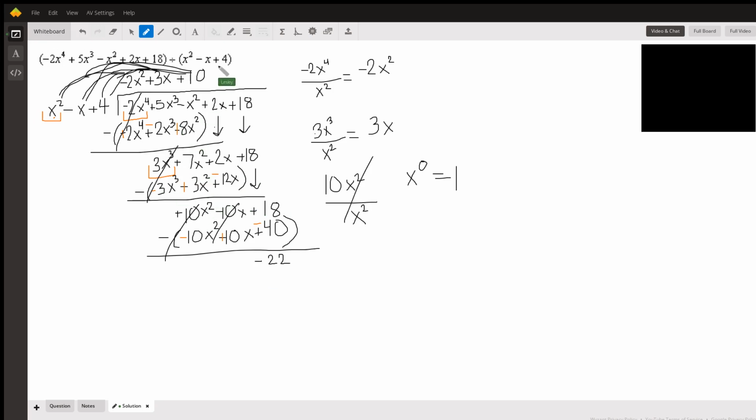And the remainder here, the way you would write it is negative 22 over this expression, x squared minus x plus 4. And you can either put this negative here or just put a positive and don't forget the negative here. So this would be your solution. Erase this, and box our answer. This will be our answer.